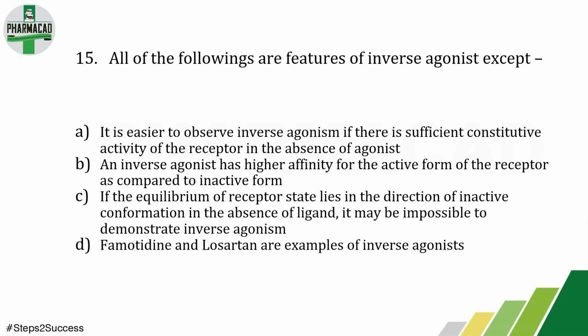Next question. All of the following are features of inverse agonist except. For this you need to know what an inverse agonist is. The options include: it is easier to observe inverse agonism if there is sufficient constitutive activity of the receptor in the absence of agonist. Next, an inverse agonist has higher affinity for the active form of the receptor as compared to the inactive form. Then, if the equilibrium of receptor state lies in the direction of inactive conformation in the absence of ligand, it may be impossible to demonstrate inverse agonism. And then famotidine and losartan are examples of inverse agonists.